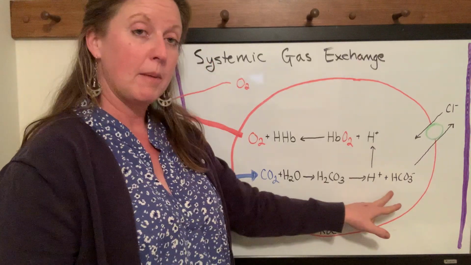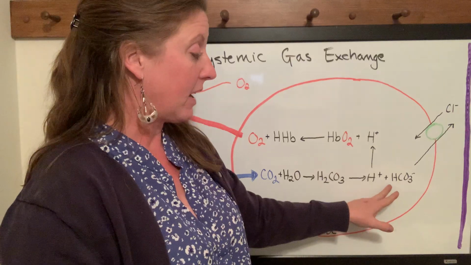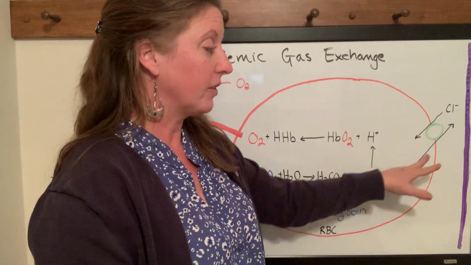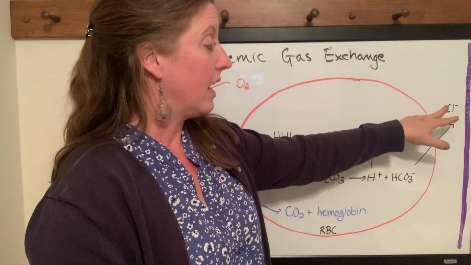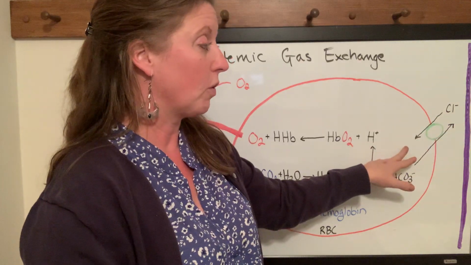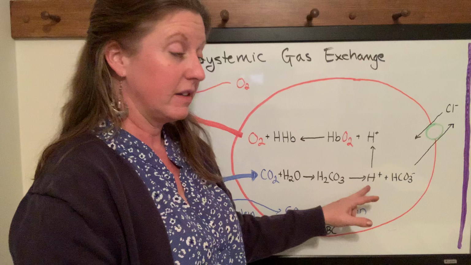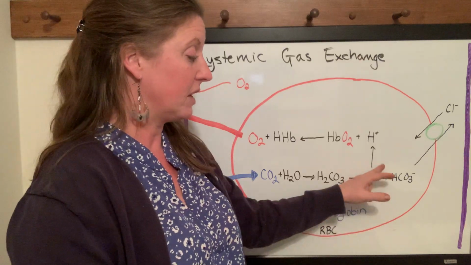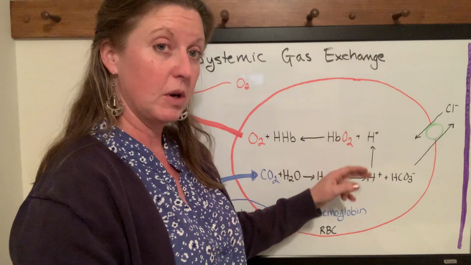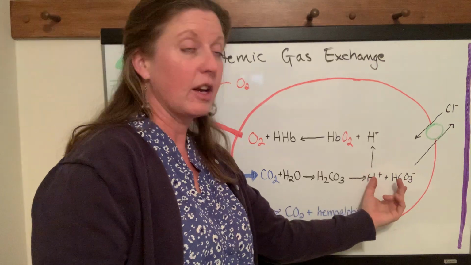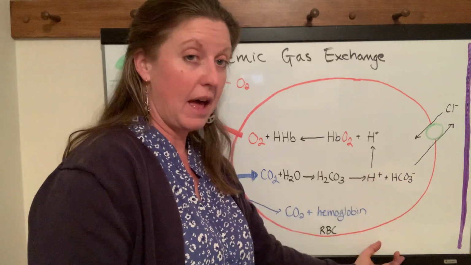Now, let's look at what happens here. The bicarbonate ion is sent outside of the red blood cell in exchange for chloride. The reason that we need to get rid of the bicarbonate is because we're also getting rid of the proton. We'll talk about that in a moment. And this is like opening the drain on the bathtub.